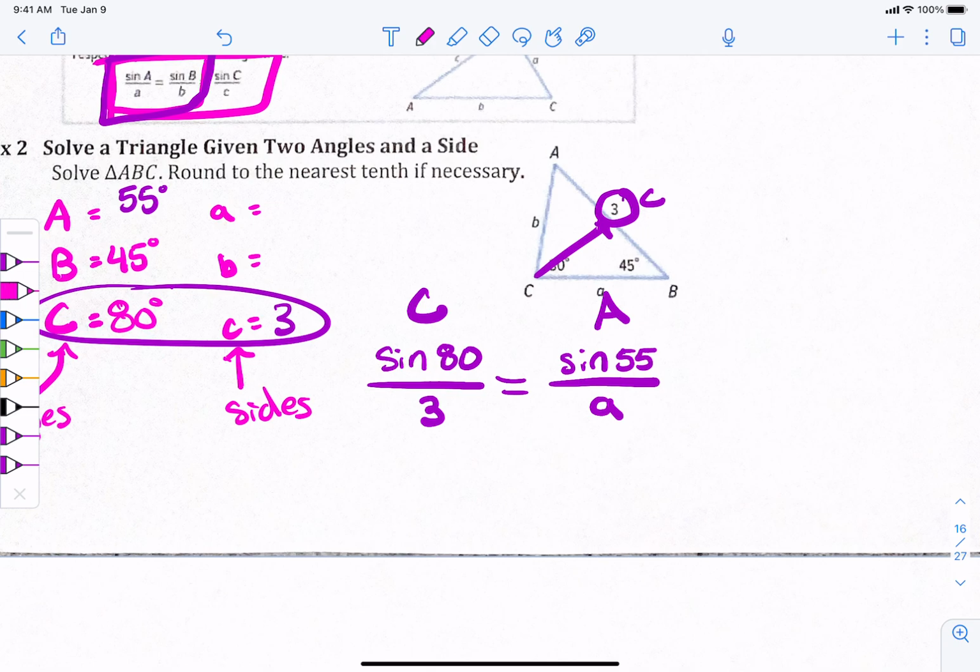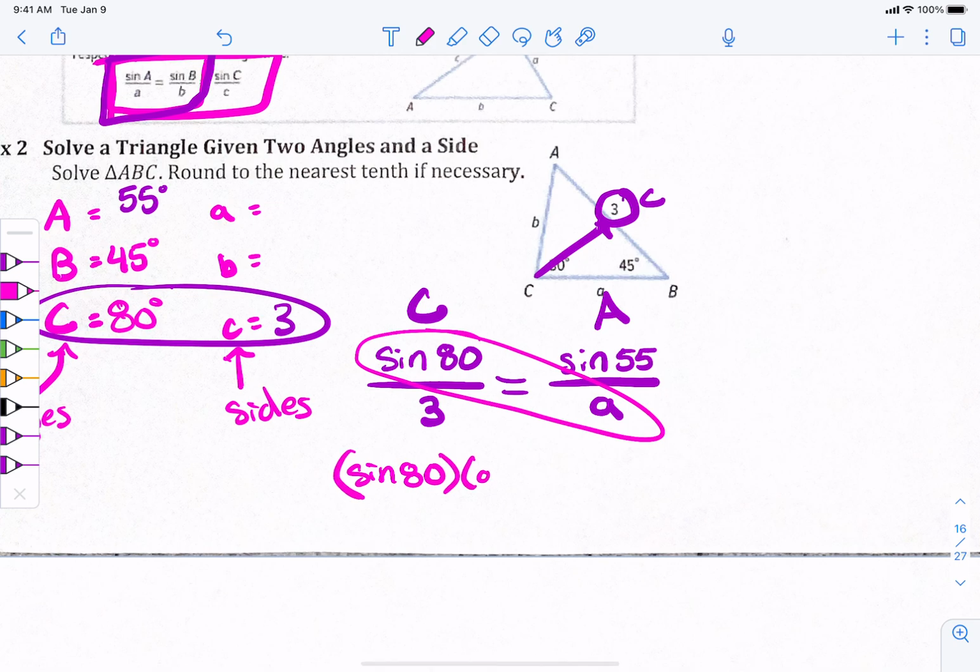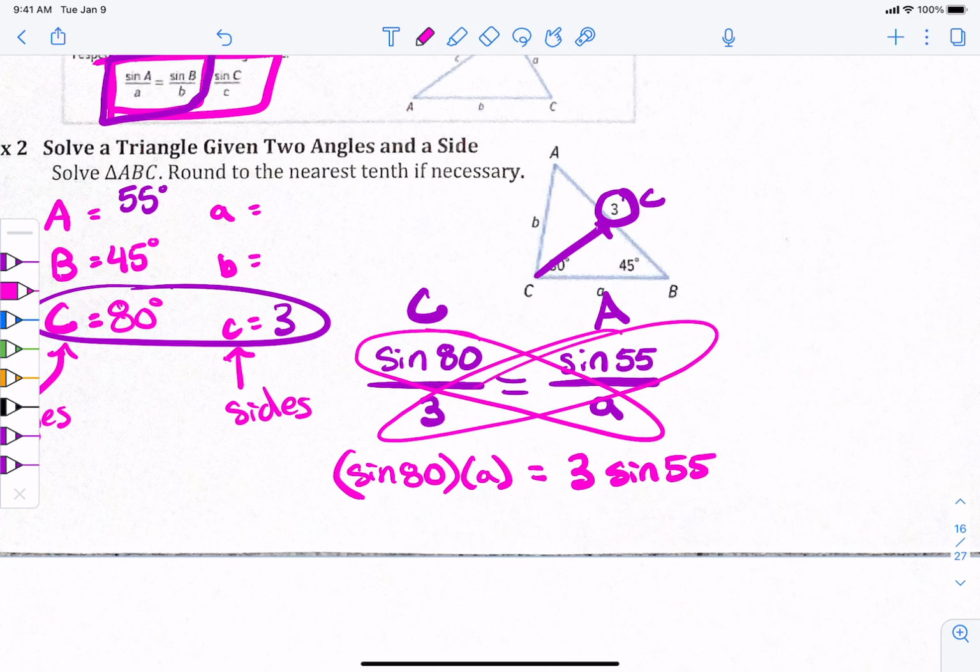We just solve. So let's do sine of 80 times A. Just write this down: 3 times sine of 55 divided by sine of 80. That's exactly what you'll do. 3 times sine of 55 equals sine of 80 times A. But then how do you solve for A? How do you get that A by itself? Divide by sine of 80.